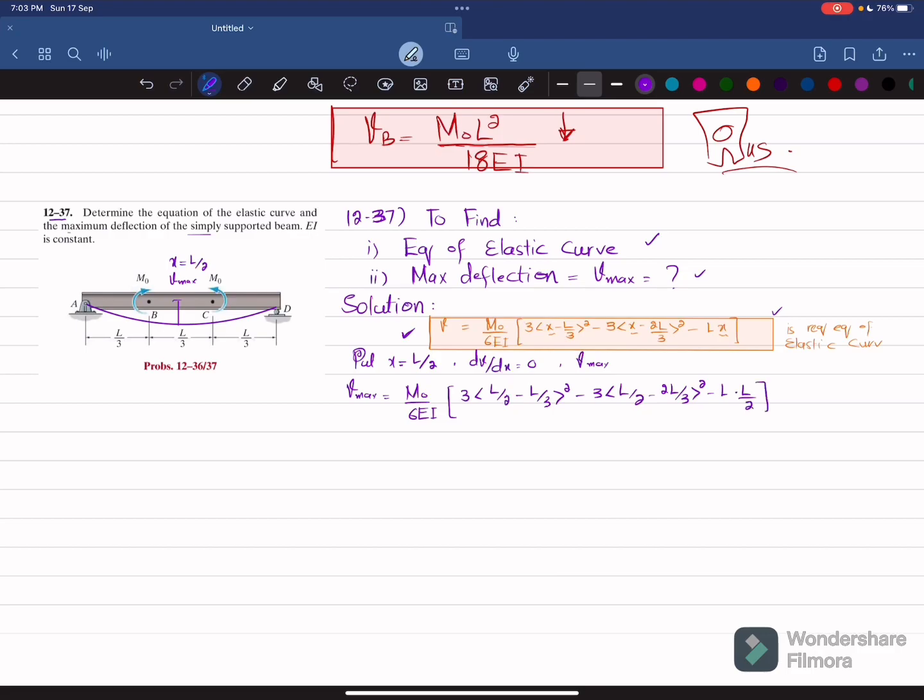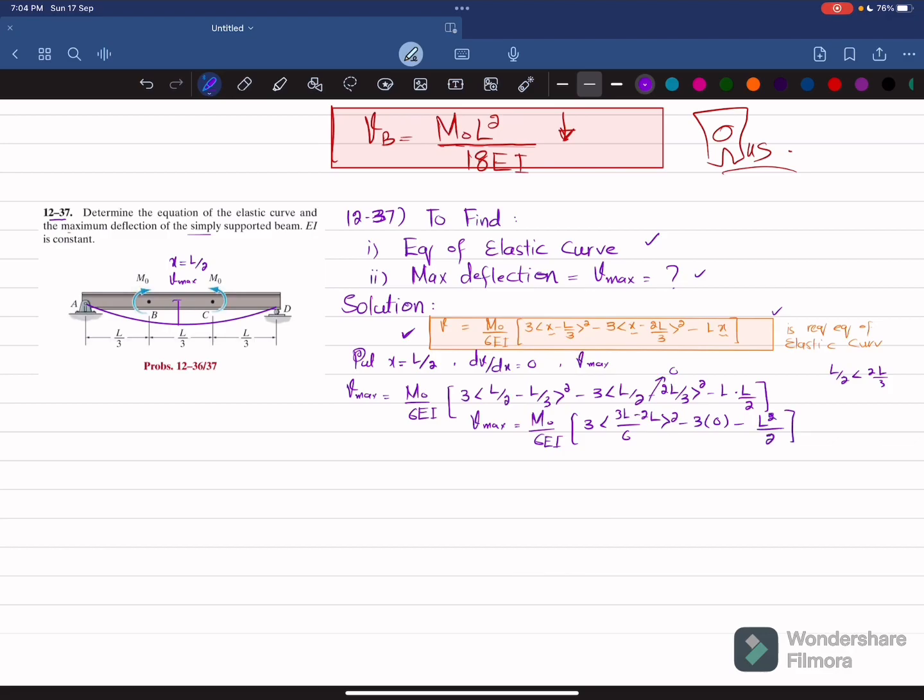Okay, so Vmax will become equal to M naught over 6EI into 3 multiplied by this. If you take the LCM, this will be equal to 6. So 3L minus 2L square minus this term will be equal to 0, because L by 2 is less than 2L by 3, so it will be a negative term. So this term will be equal to 0 minus 3 into 0 minus L square over 2.